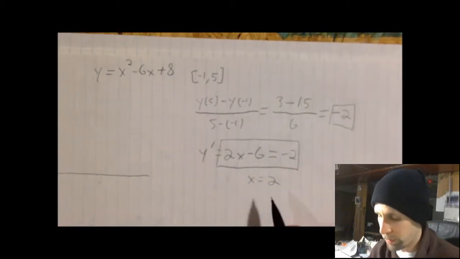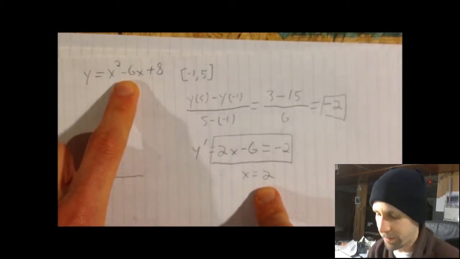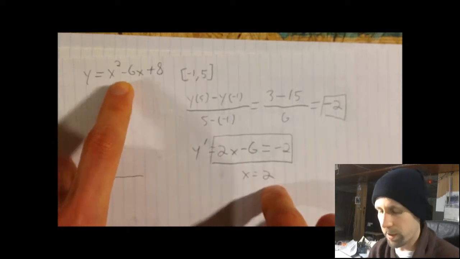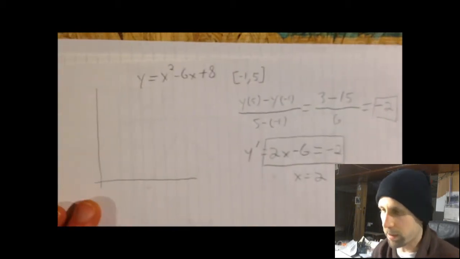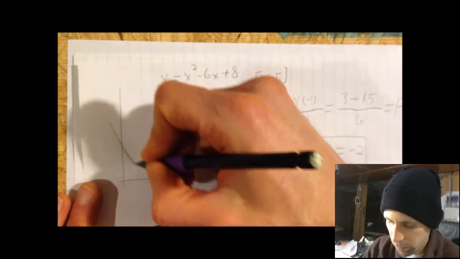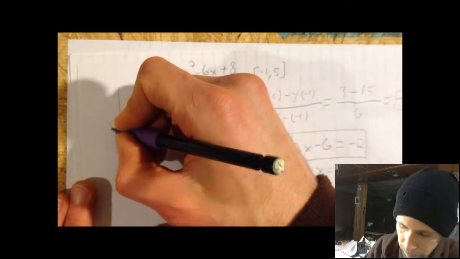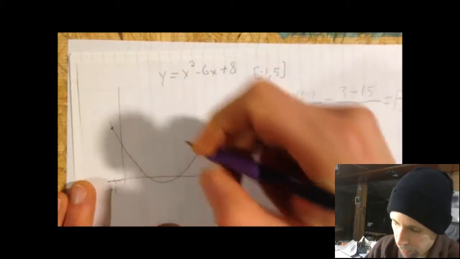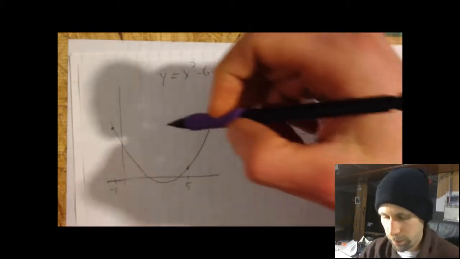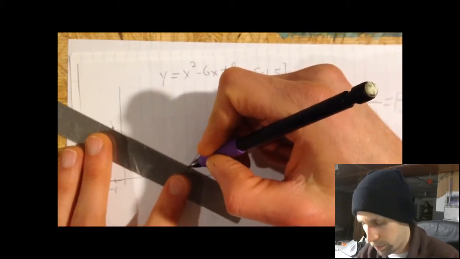And just to show, this is where it happens. At this point, the function is changing at exactly the rate of negative 2 y units per x unit. So that's where the instantaneous rate of change equals the average rate of change. And to show that, the function itself is a parabola. It happens to look something like this. The point minus 1 is back here, and the 5 is out here. And the negative 2 that we found is the slope of the line that joins the endpoints.